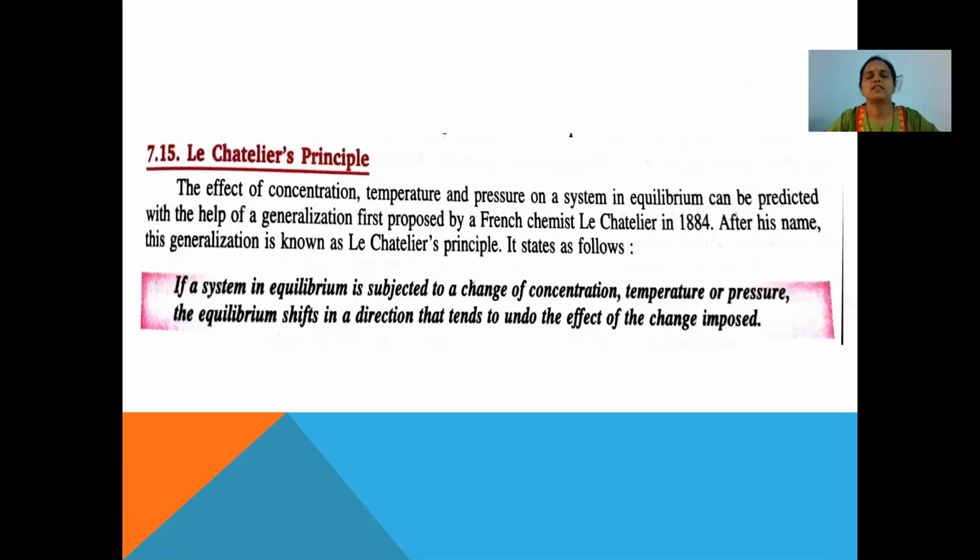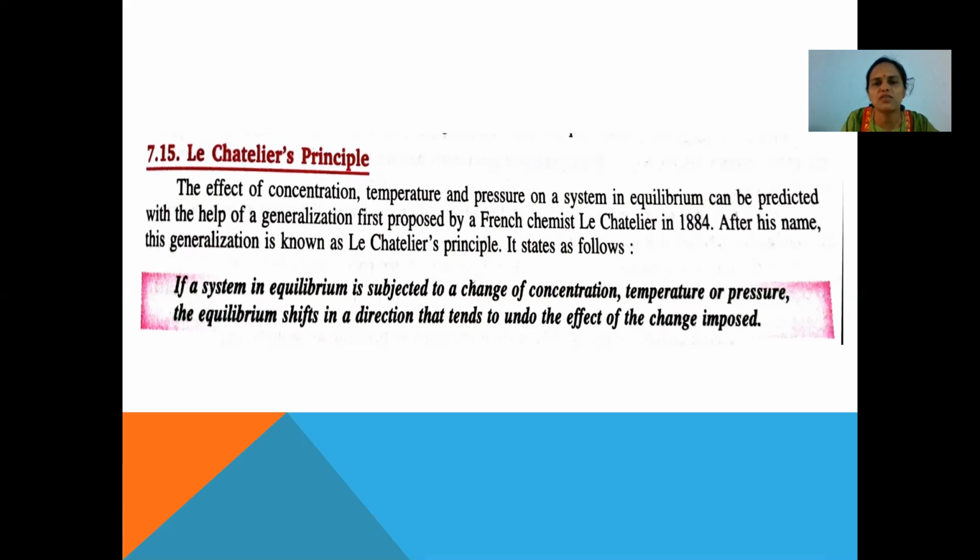Let's have a quick look at Le Chatelier's principle. It was first proposed by a French chemist, Le Chatelier, in 1884. And after his name, this generalization is known as Le Chatelier's principle. It states that if a system in equilibrium is subjected to a change of concentration, temperature, or pressure, the equilibrium shifts in a direction that tends to undo the effect of the change imposed, in accordance with Le Chatelier's principle.